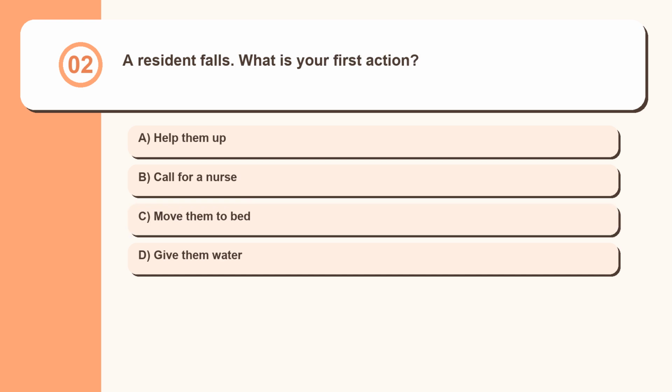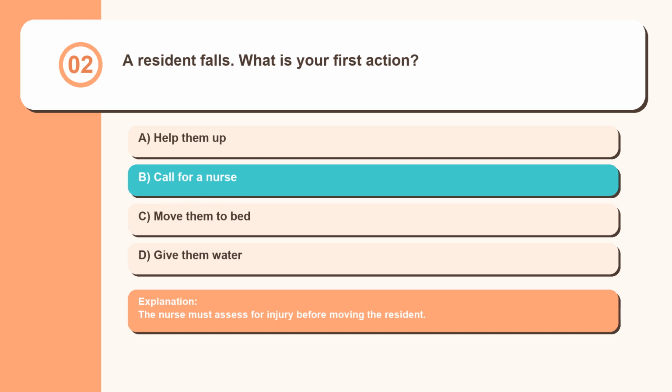Question 2. A resident falls. What is your first action? Help them up. Call for a nurse. Move them to bed. Give them water. The nurse must assess for injury before moving the resident.